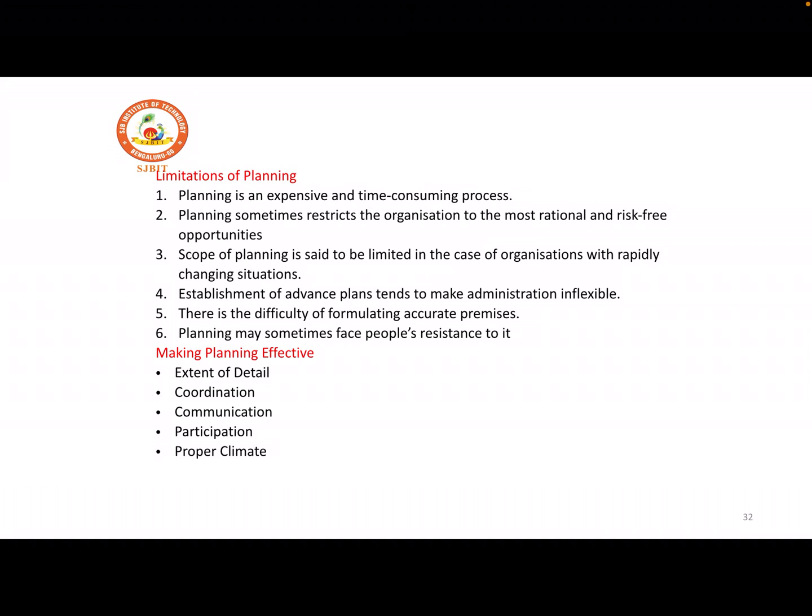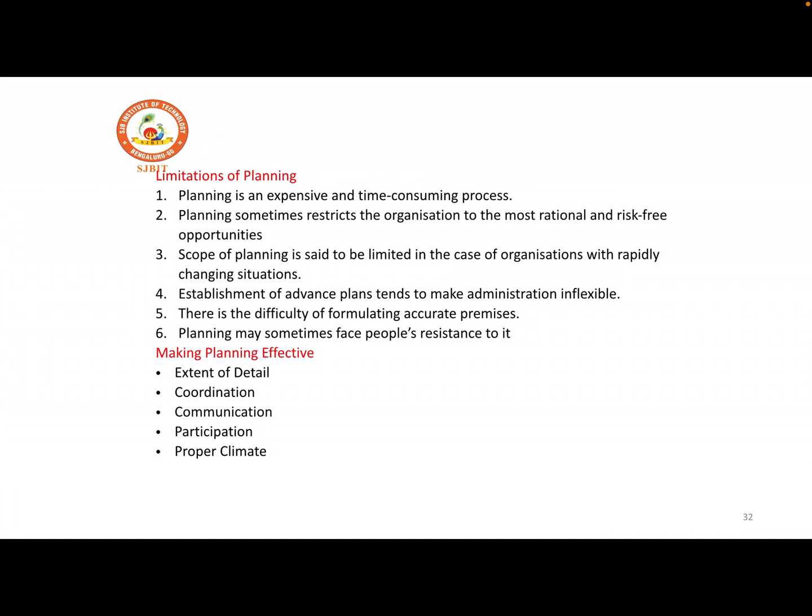Scope of planning is said to be limited in the case of organizations with rapidly changing situations. Some organizations will run according to the present situations. Daily the situations will change, the stock market, for example. Establishment of advanced plans tends to make administration inflexible. In advance, you will start executing, so it makes the administration inflexible.